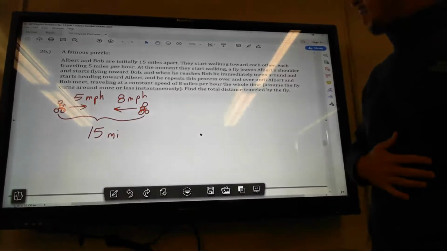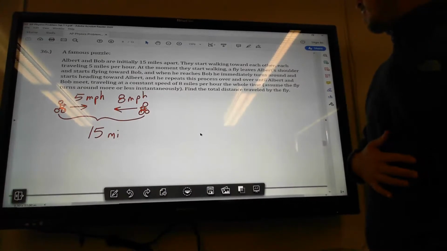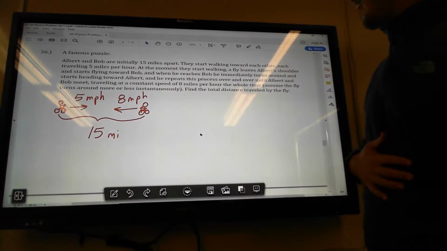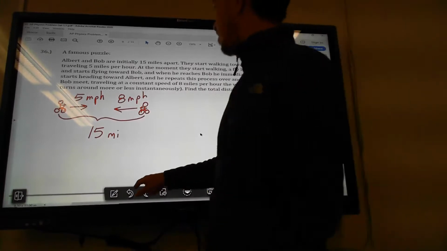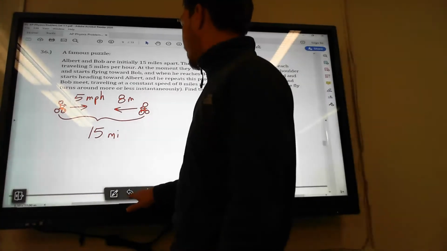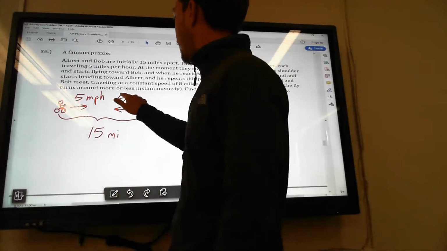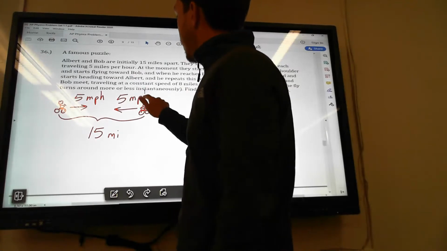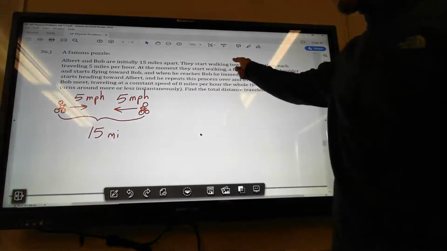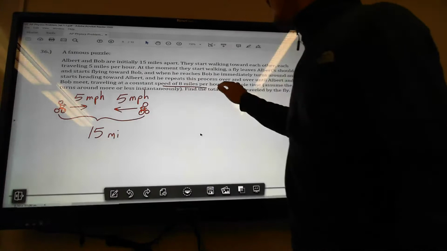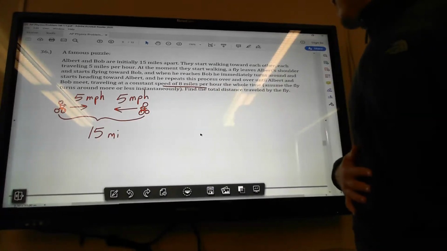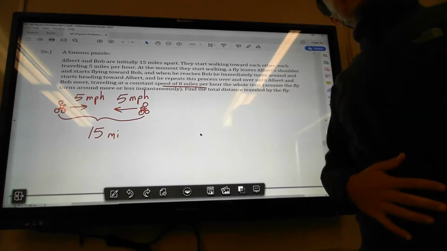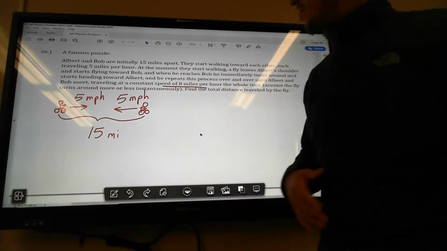Okay, did I write that right? No, that should be 5. Oh, they're both going 5. Okay, five. Thanks. They're both going 5 miles per hour. Thanks for catching me. Now the fly goes 8 miles per hour, right? Do you think a fly can go 8 miles per hour? I don't know. I have no idea, but this one can.